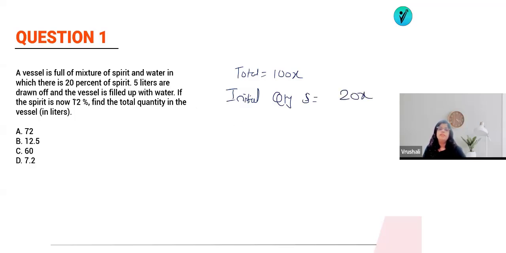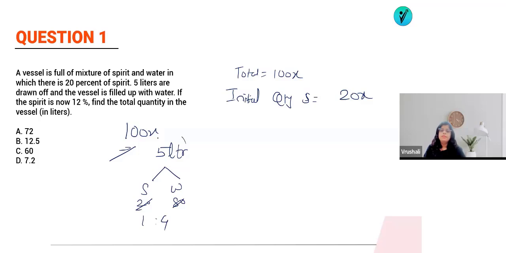That 5 liters is drawn off and the vessel is filled up with water. Now tell me, out of this 100x, if you took the 5 liters, right? So if you took the 5 liters drawn off, in which we know that spirit is 20%, so the remaining will be what? The remaining is the water. So what is the ratio of this, 20 is to 80? Means 1 is to 4. That means out of this 5 liters, 1 liter will be spirit and 4 liters will be water.